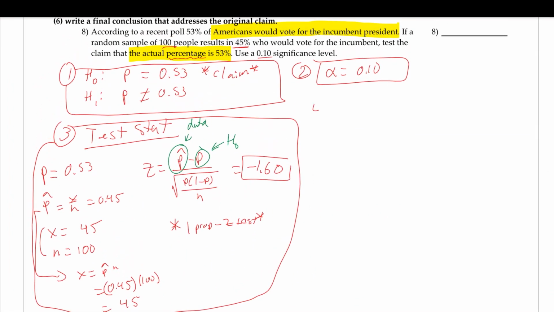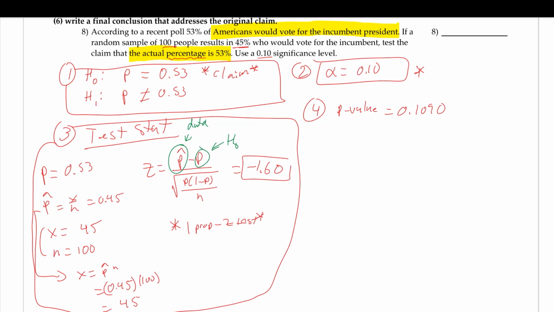Again, in step 4, our output from the calculator told us that the p-value is equal to 0.1090. I usually round to 4 decimal places, but in reality for the p-value you just need enough decimal places, or at least one more decimal place than the significance level, because in step 5 we're going to compare these two numbers. So you want to round accordingly to make that determination.